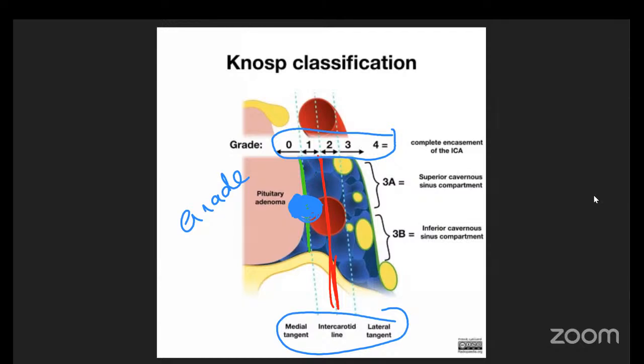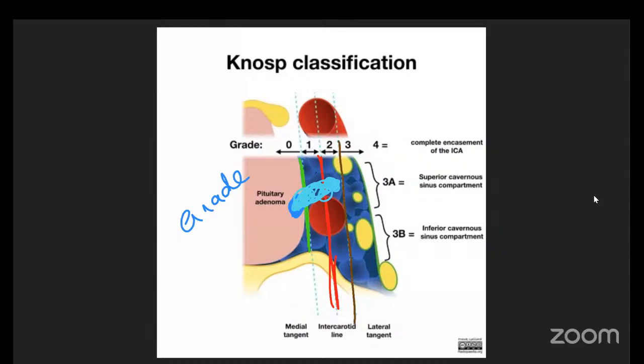Okay? Assuming that this lesion, let me redraw this, ends up growing even more and it crosses the median line. It goes beyond the median line, but it still stays medial to the lateral tangent line. Now, what grade would this be? Grade 2. That's grade 2. So when we talk about Knosp grading and we are saying that it's grade 2, this means that the lateral tangent line has been reached, but there is no complete encasement of the ICA as of yet.